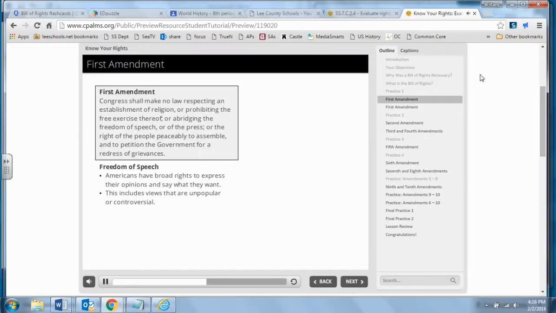Speech doesn't just refer to the words that come out of people's mouths. It can be the words you post on a blog online. It can be a campaign sign on your front lawn. It can be a slogan on a t-shirt you wear. It can be a bumper sticker on your car. All these forms of expression are considered protected speech.